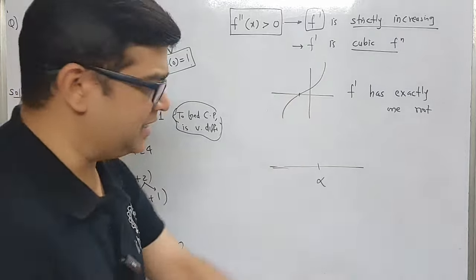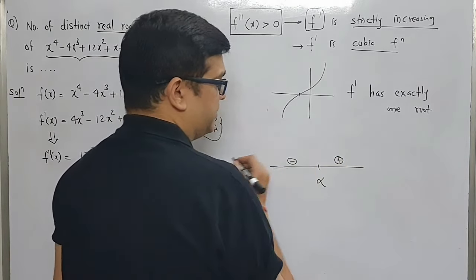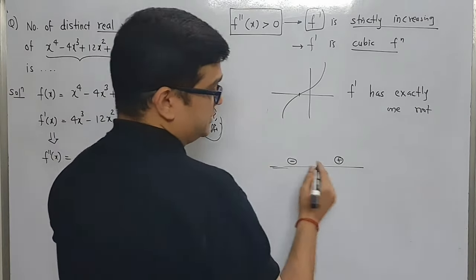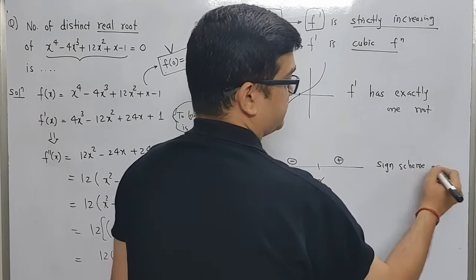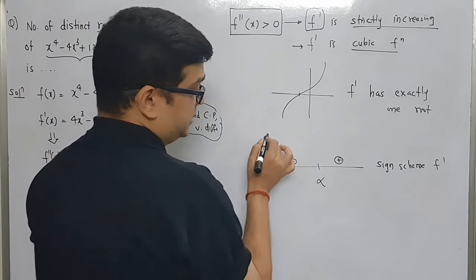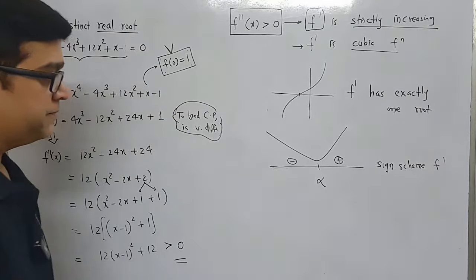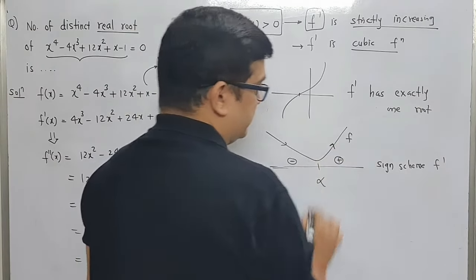If f'(x) has exactly one root and is strictly increasing, let that root be alpha, where alpha is any number. The sign scheme for f'(x) will be minus and plus. If you imagine the graph, this is the sign scheme of f'. So you can imagine the behavior of function f. It will be decreasing first and then it will be increasing. That will be the nature of the graph of f.